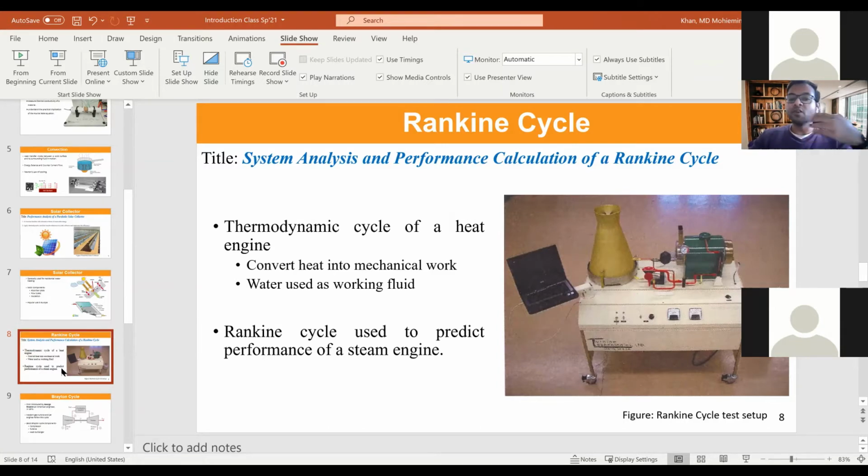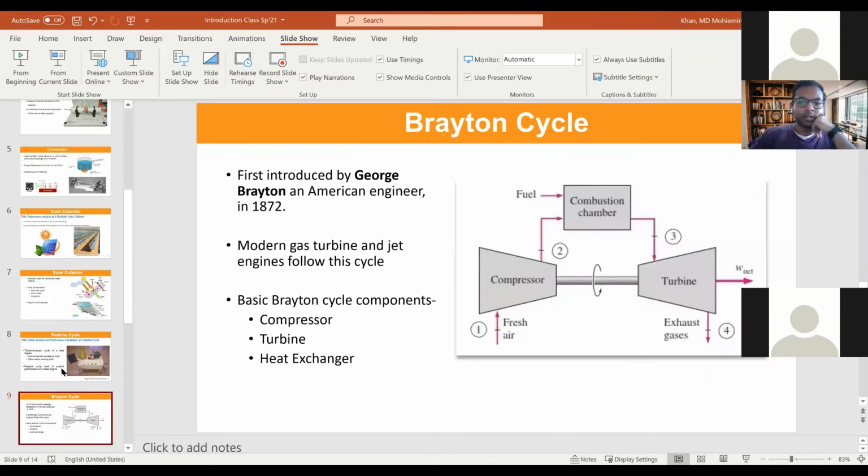You will burn fuel to add heat to the water, and we're going to study different sorts of fuel as well in the Rankine cycle study. And then the Brayton cycle, it's used in gas turbines. So it's an open cycle. Unlike the Rankine cycle, the same water doesn't come back to its initial phase.